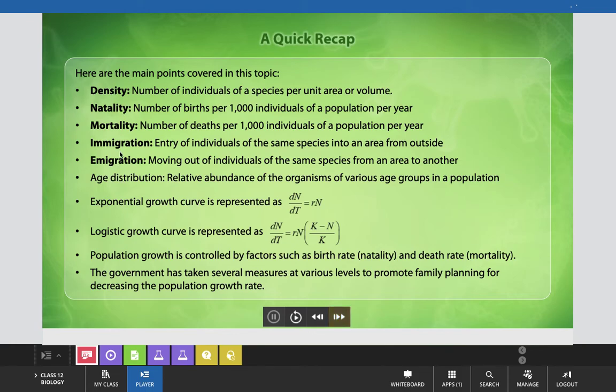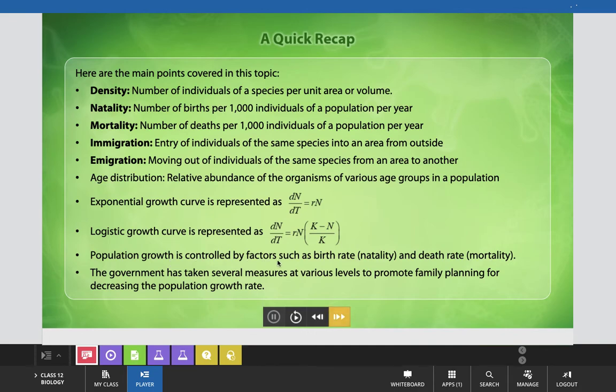Side by side, among these attributes we have discussed age distribution, or relative abundance of organisms of various age groups in a population, with the help of three types of age pyramid. Then we have discussed the two types of growth curve. One is the exponential growth curve, which can be represented as dN/dt = rN, and the other is the logistic growth curve, which is represented by the equation dN/dt = rN (K minus N)/K, where K is the carrying capacity.